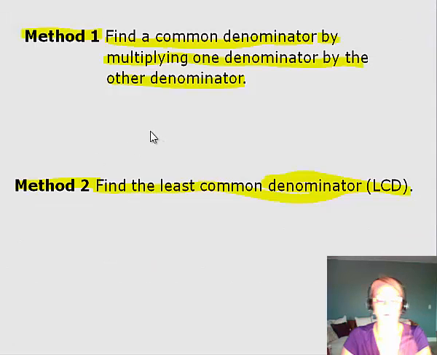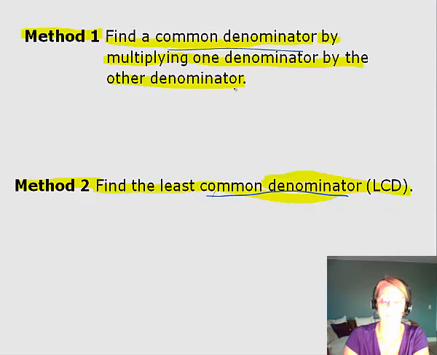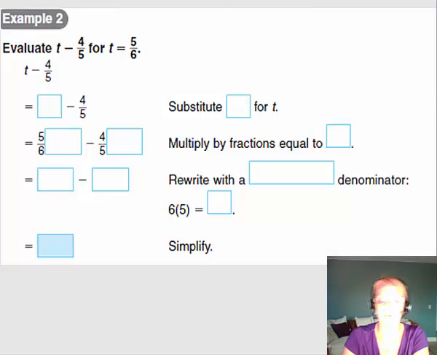So we have two methods to solve addition and subtraction in fractions. Both are finding common denominators. We have to find a common denominator in both cases. The first method, we're going to multiply the denominators together to get the common denominator. The second method, we're going to find the least common denominator. So I've got more problems.